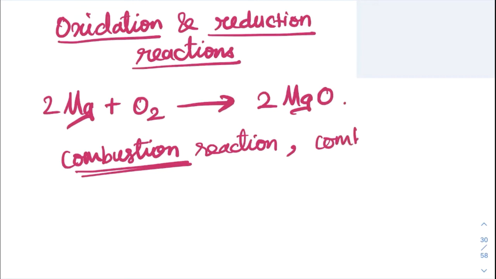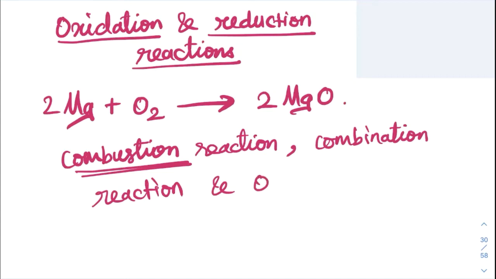And then what is the type we can say? This is combination reaction because two reactants combine together to form a single product. So this is an example for combination reaction. And one another thing we can say it as oxidation. Why? Because here oxygen is getting added with magnesium. So this is an example for oxidation also. So this burning of magnesium ribbon we can call it as combustion reaction, combination reaction or oxidation reaction.